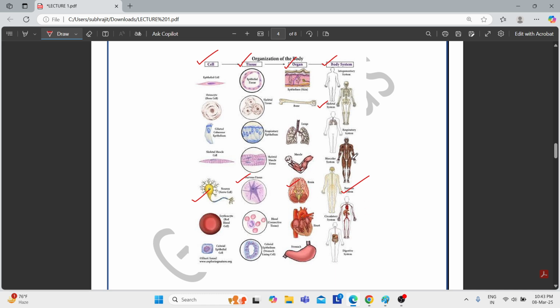And together, all these systems, the skeletal system, respiratory system, muscular system, nervous system, circulatory system, and digestive system, all of these systems together lead to the formation of an organism.